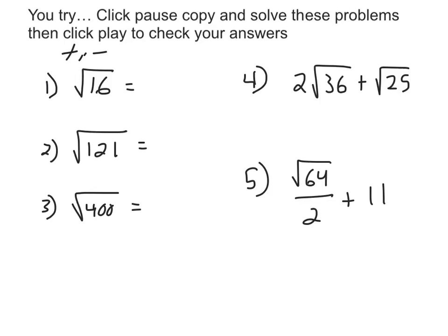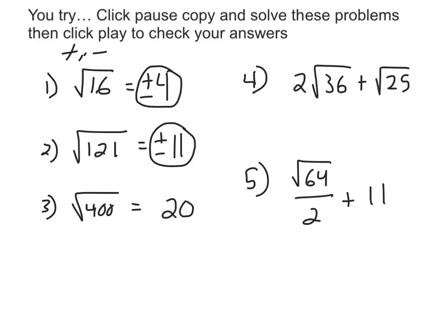For number 1, the square root of 16. There are 2 things you could multiply by itself to get 16. That would be plus or minus 4. Positive 4 times positive 4 is 16, and negative 4 times negative 4 is also 16. For number 2, the square root of 121, the answer would be plus or minus 11, because 11 times itself is 121. For number 3, what number times itself is 400? That would be 20. Positive 20 or negative 20. So it'd be plus or minus 20.